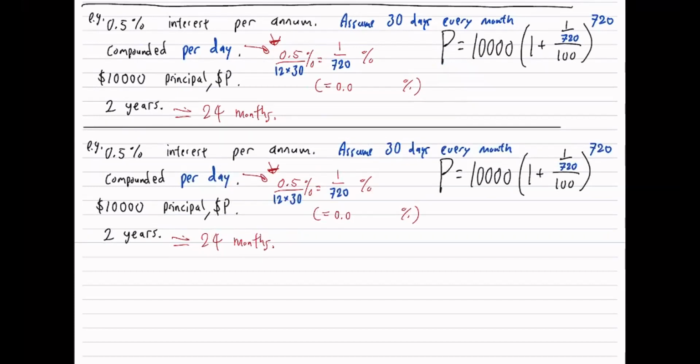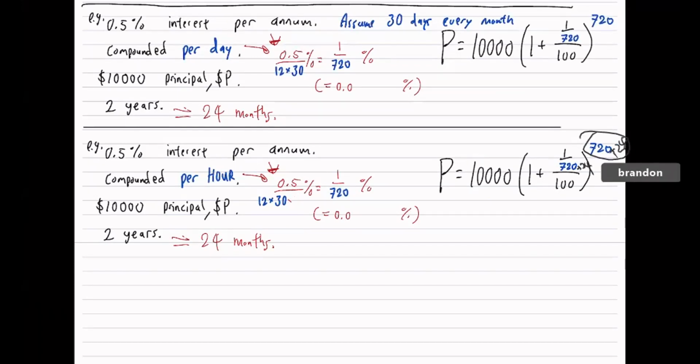So now it is compounded every hour. Then what's the percentage now? The bottom times 24. The power also times 24. So 720 times 24 is what? That would be 17280. Yes, the power here is referring to the number of times that you compound. So it's also 17280.